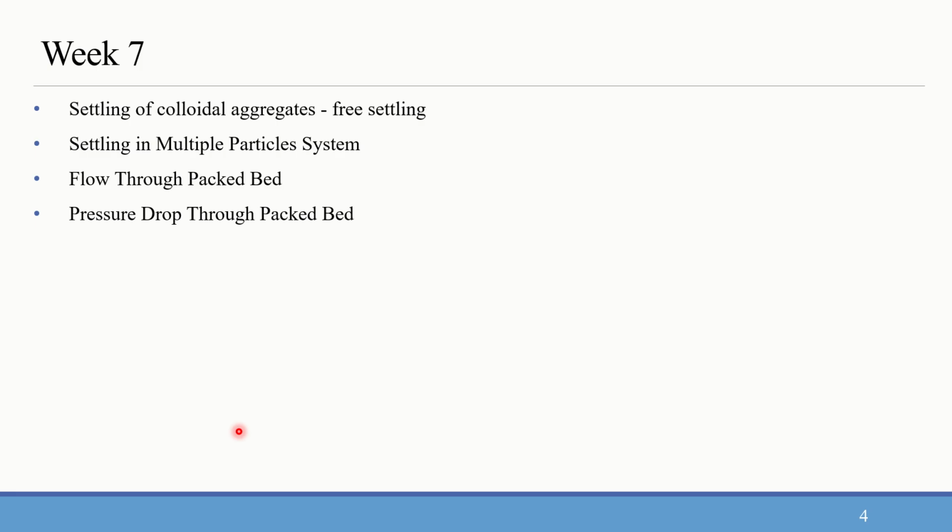For example, when a single ball is falling in a column, it will settle freely. We call it free settling. And imagine if there are 10 balls in place of one ball. In that case, each ball will be hindering the movement of the other balls. So it is about settling in multi-particle systems. It will be different from free settling, and it is known as hindered settling. And finally, it is flow through packed bed and pressure drop through packed bed. Now we will start with the questions for this week's session.